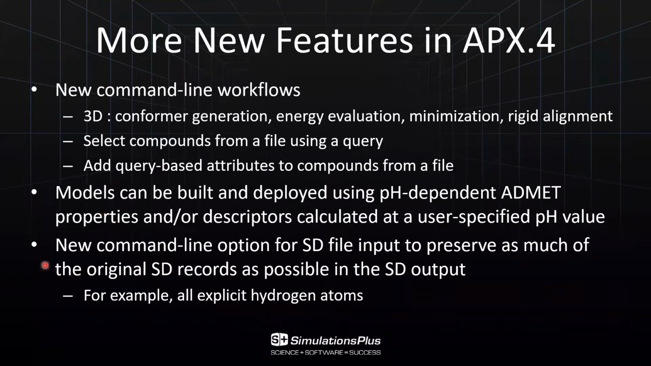There is a new command line option for SD file input to preserve as much of the original SD records as possible in the SD output. For example, all explicit hydrogen atoms. This is particularly useful when using 3D structures as the input, where all hydrogen atoms may be very important.